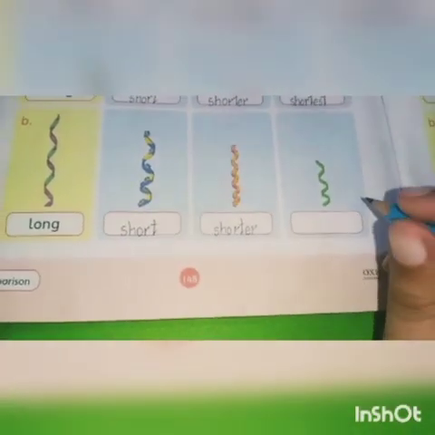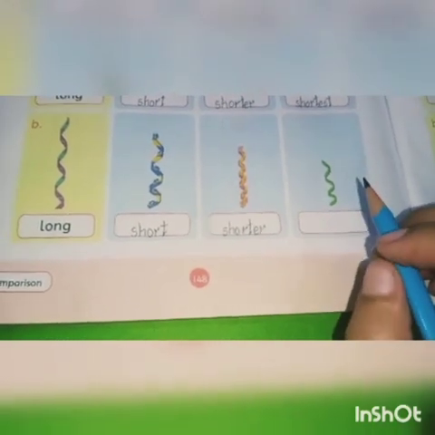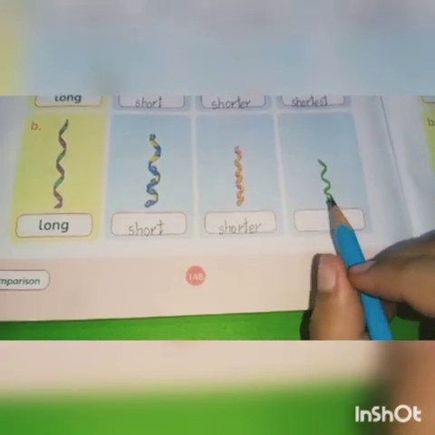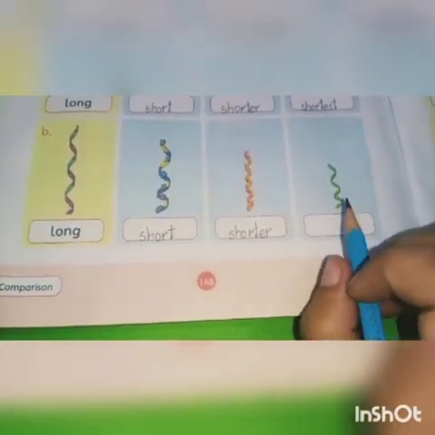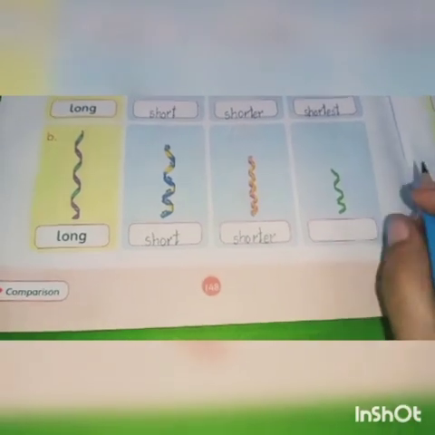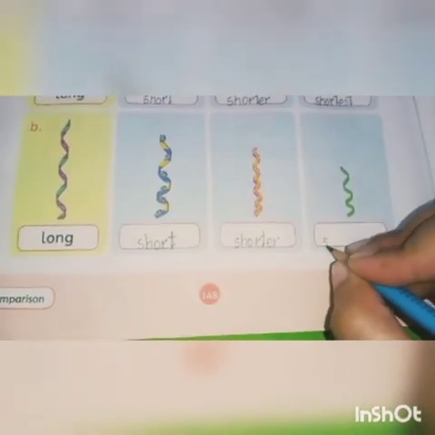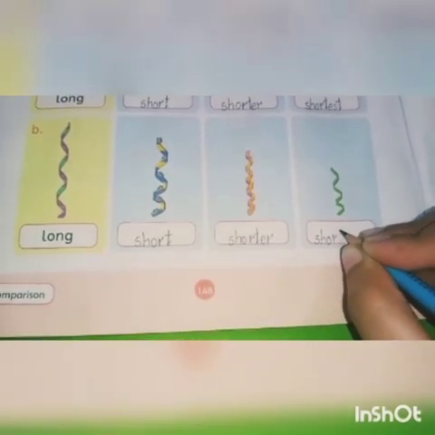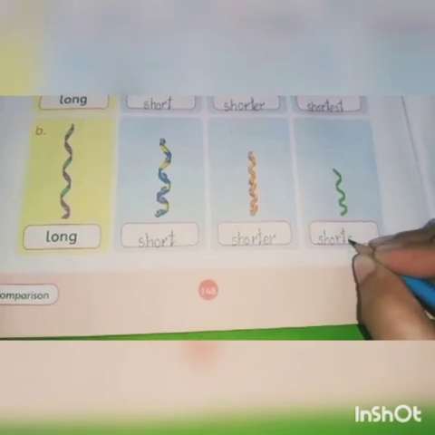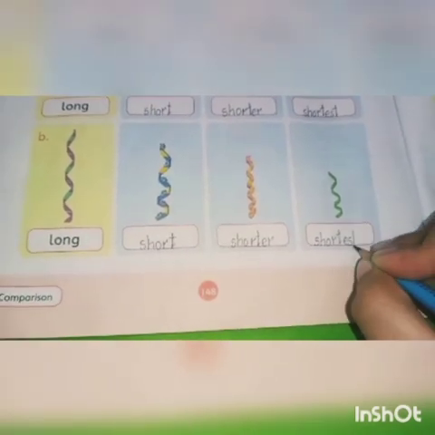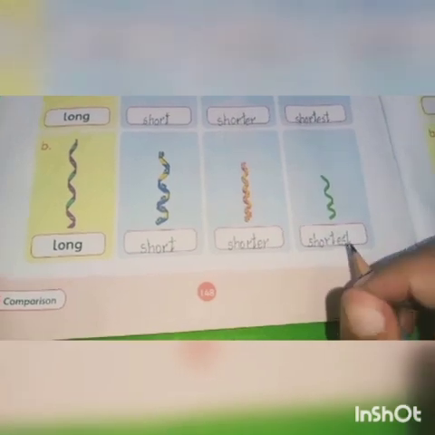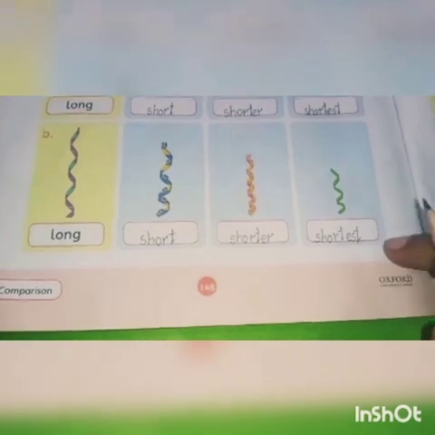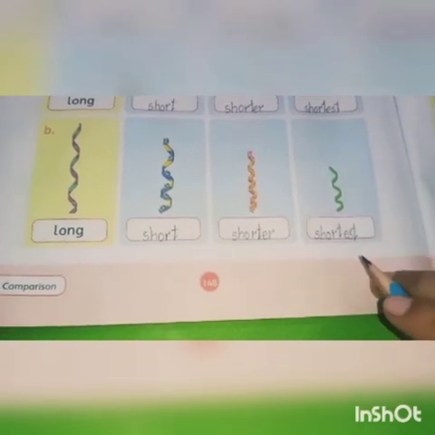Here we have our last picture, and here we have a ribbon which is very small and shorter than all these. We are going to write shortest in the box. S H O R T E S T, shortest. We differentiate them. This one is a very small ribbon, so we can call it shortest.